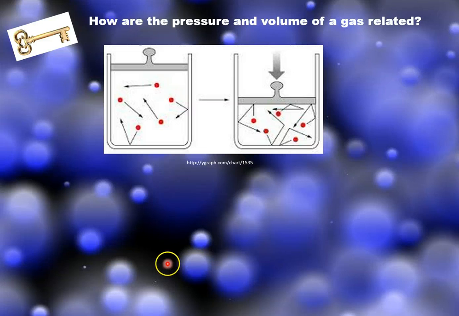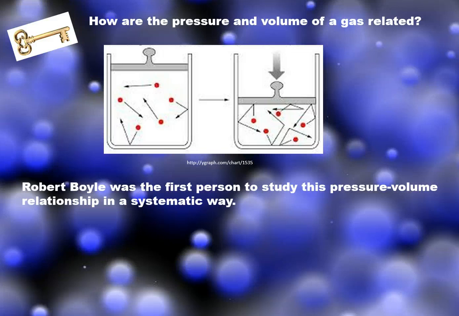So how are the pressure and volume of a gas related? Take a look at these two cylinders that you have here. This one has a certain volume, and then this one we have compressed the volume. Now take a look at these particles and how they're moving. When you see this, it looks like it's hitting, so you have collisions off of the side of the container. And so what are collisions? That is the pressure that we're measuring when we consider the collisions. Robert Boyle was the first person to study this pressure-volume relationship. He did this in a systematic way by many experiments.